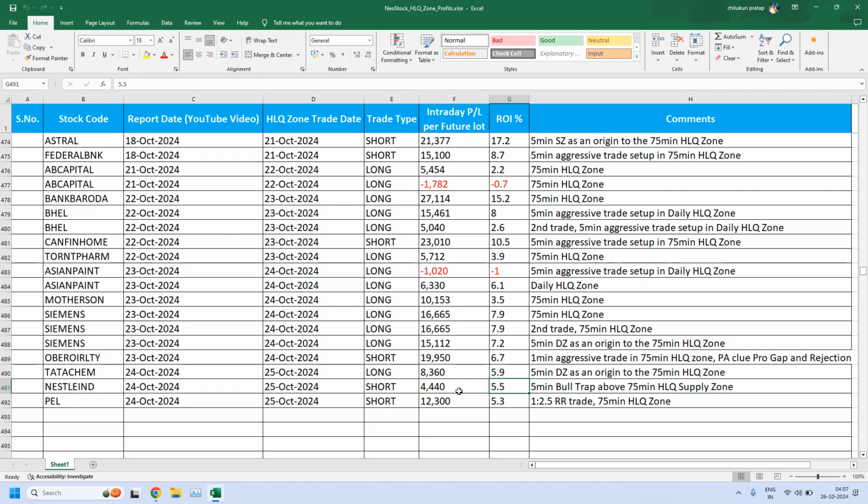With the same amount, you would have got 2 futures today. But anyway, ROI should be 5.5%. This is the 5 minutes bull trap, above the 75 minutes high liquidity supply zone.